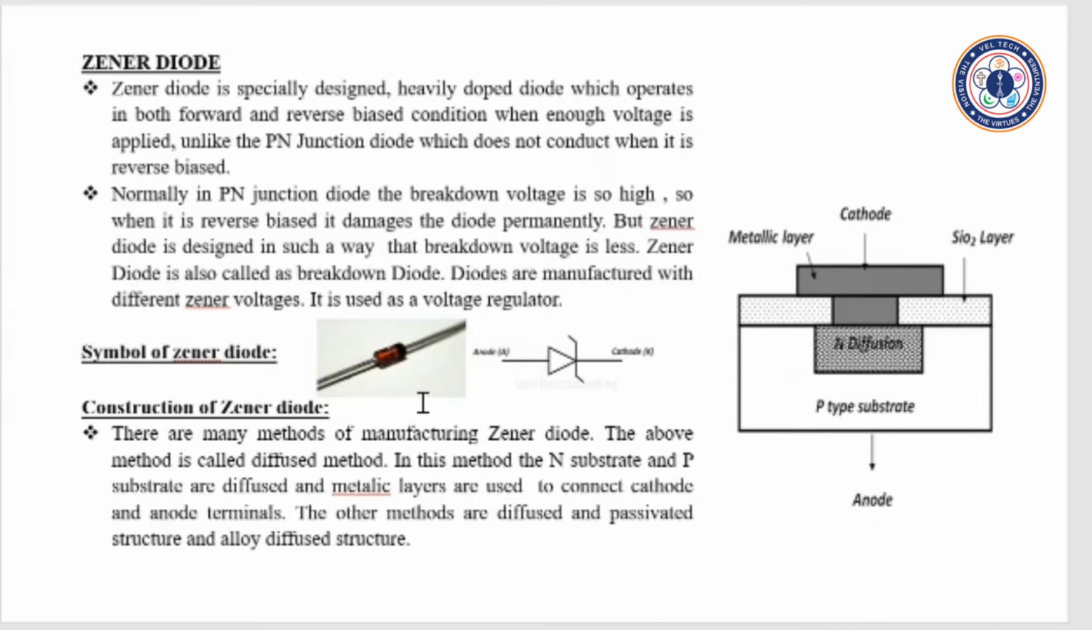Construction of the Zener diode. We can construct the Zener diode in different ways. Here I am using the diffused method. In this method, the N-type substrate and the P-type substrate are diffused. Here you see the N-type substrate is diffused in the P-type substrate, and the metallic layer is used to connect the cathode and anode terminals.